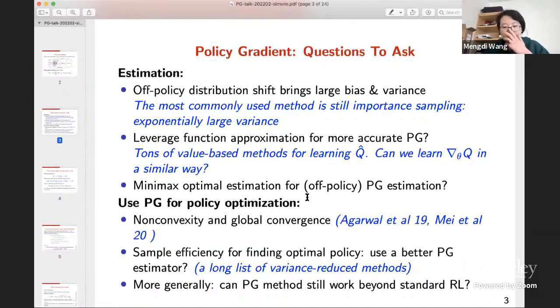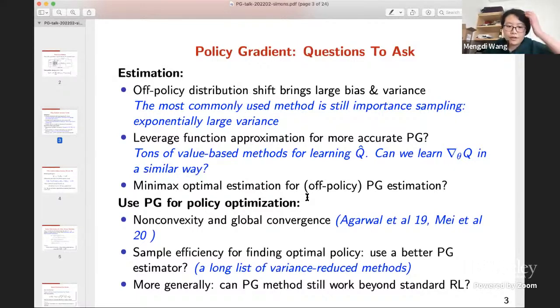Beyond the landscape, say that we want to estimate policy gradient while updating the policies, and we want to find an optimal policy. Can we combine a better PG estimate with a smarter algorithm? And what is the best sample efficiency we can get for policy optimization?